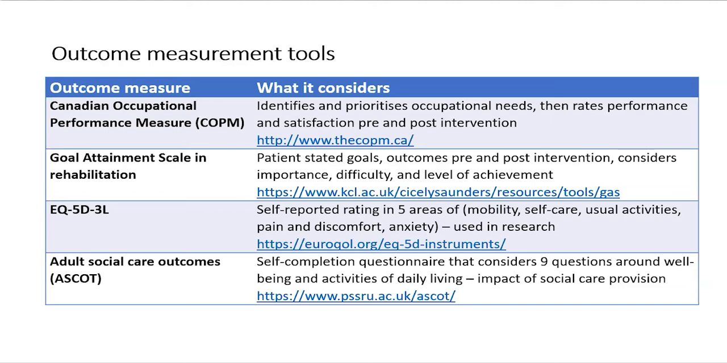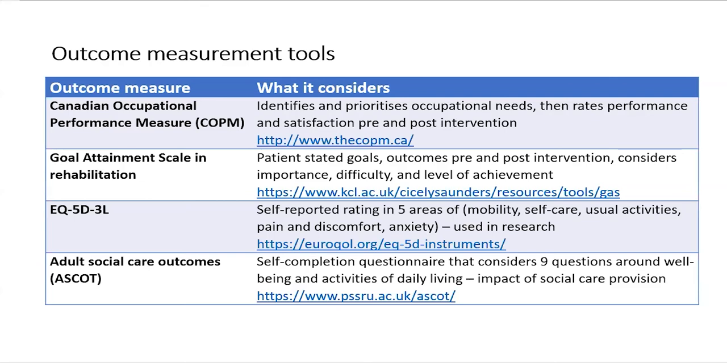The EQ5D3L, that's a very attractive name for an outcome measure. If any of you are into reading research articles, this is a tool that is used heavily in research. And I've realised I've said it incorrectly, it's actually the 5L, because it's five areas and not three.